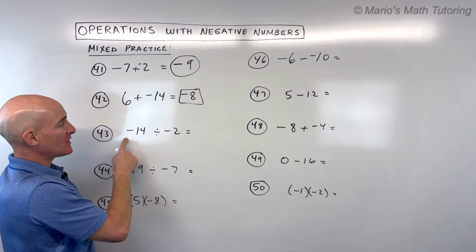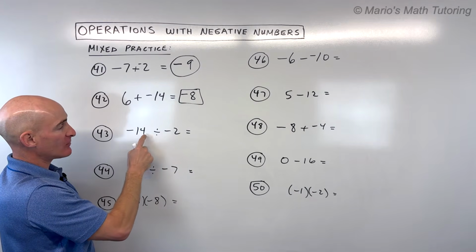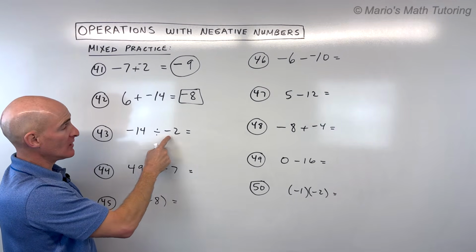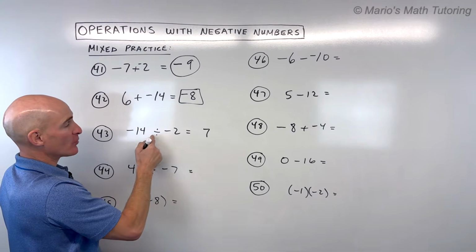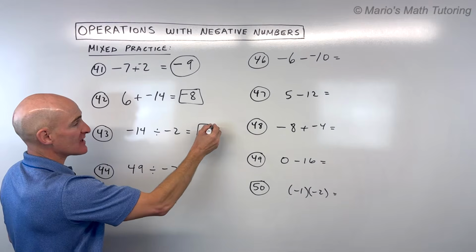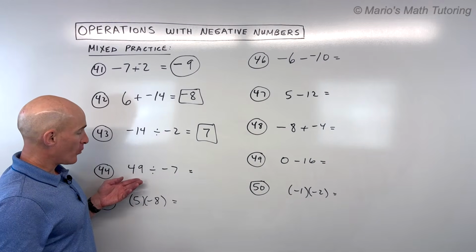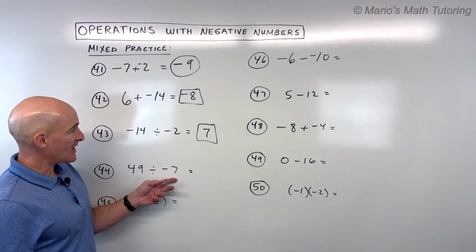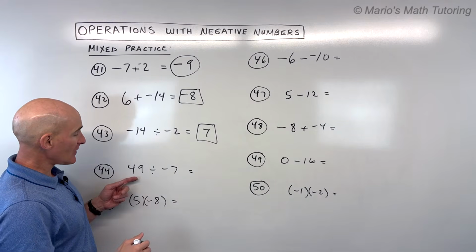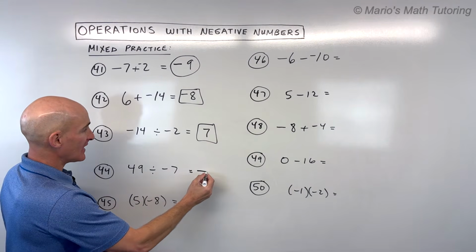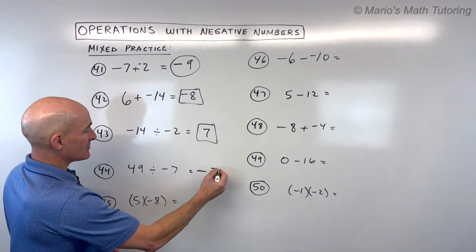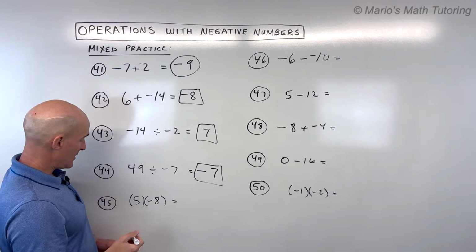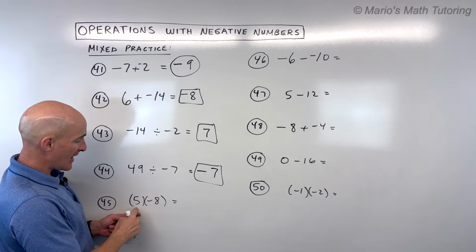For 43, what'd you get for this one? A negative 14 divided by negative 2. A negative divided by a negative is going to be a positive, and 14 divided by 2 is 7, so it's positive 7. For 44, 49 divided by negative 7, what did you get for that one? Positive divided by a negative is a negative, and 49 divided by 7 is going to be 7. So negative 7.